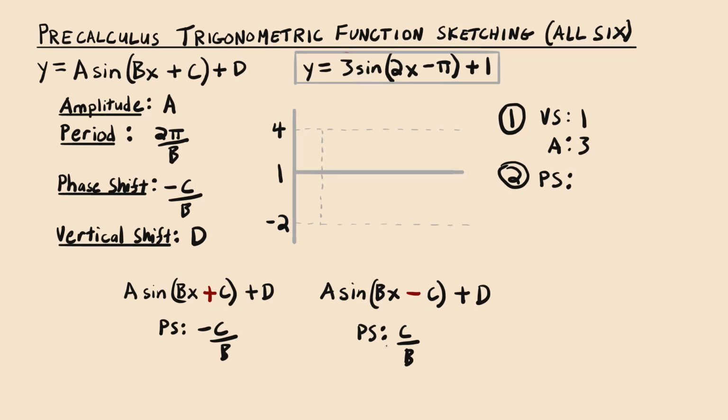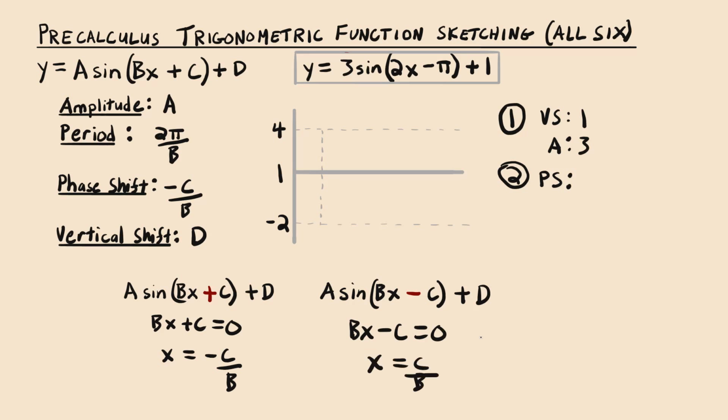But I find the best way to deal with this is just to ignore the sign and set the inside equal to 0. This way you don't have to worry about what sign it is. So likewise for this problem, 2x minus pi equals 0, which gives you pi over 2.